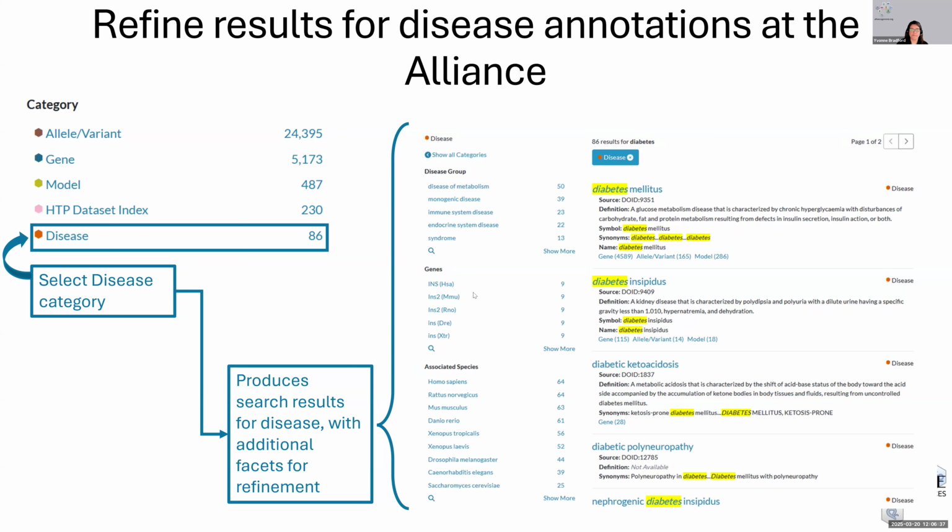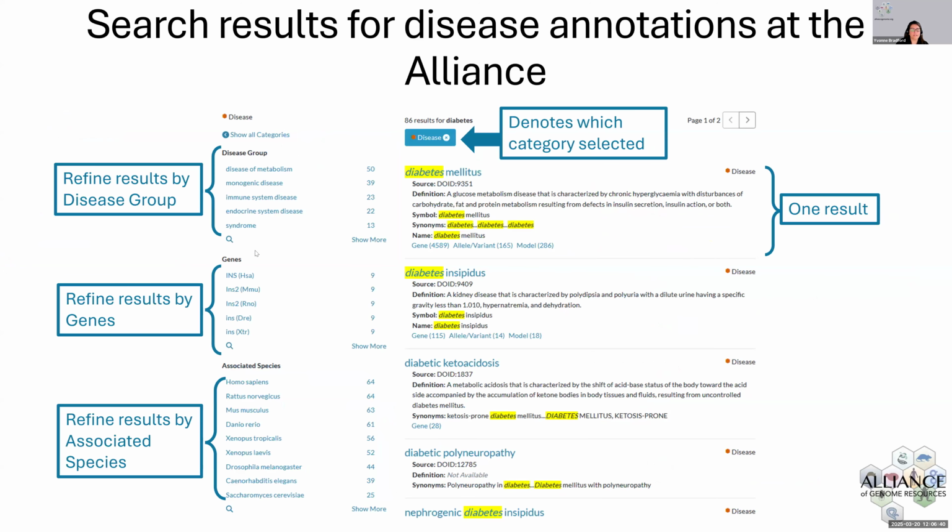We're going to look at this a little bit more. So the facets over here, you can refine your results by disease group, and it lists just high level disease terms, and you can click show more to see all of the terms here. The genes that are associated and the associated species. The numbers are counts. As you remember, we clicked disease category to filter, and this just denotes that's what we clicked. Again, the results with the highlighted text. And this one result, we're going to look at that in a little bit more detail.